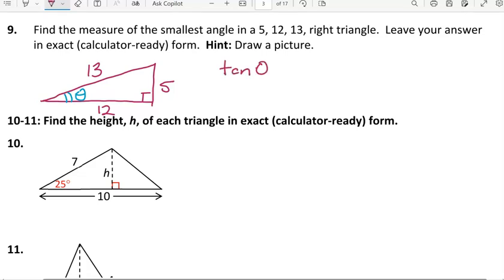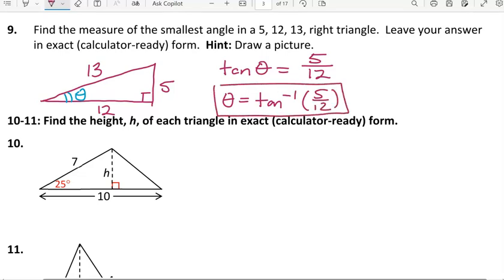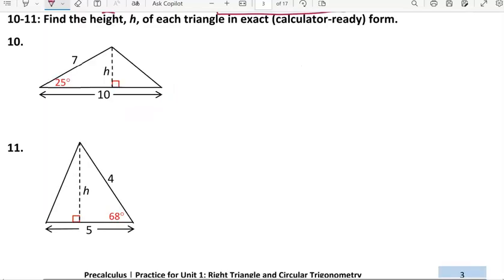So tangent of angle theta is equal to the opposite divided by the adjacent leg length. And in order to undo the tangent, we'll solve for the angle theta, and theta is equal to the inverse tangent of 5/12. By the way, you can have the inverse sine of 5/13 or the inverse cosine of 12/13. All 3 of those are valid answers. In 10 through 11, we're finding the height of each triangle. Remember that SOHCAHTOA is only good for right triangles. So here's a right triangle within the picture.